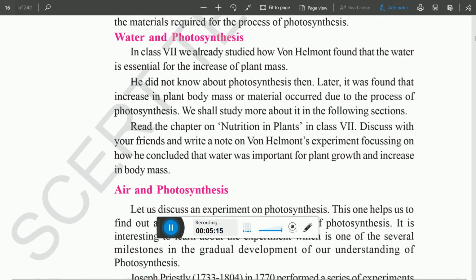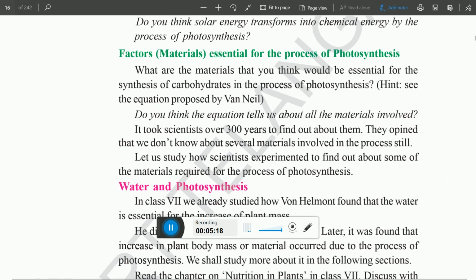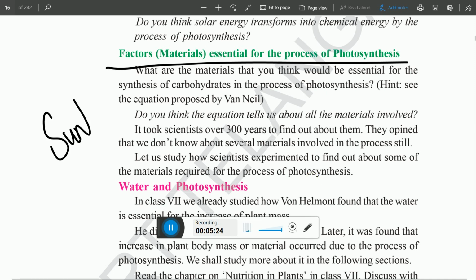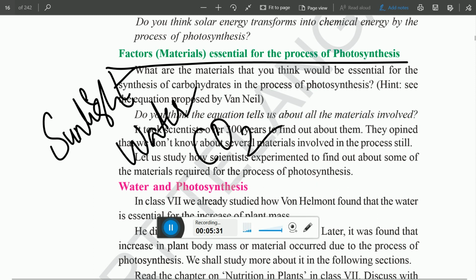We discussed the factors which are responsible for photosynthesis here. So what are the factors responsible for photosynthesis? Sunlight is one factor, water is one factor, carbon dioxide is one factor, temperature is a factor.